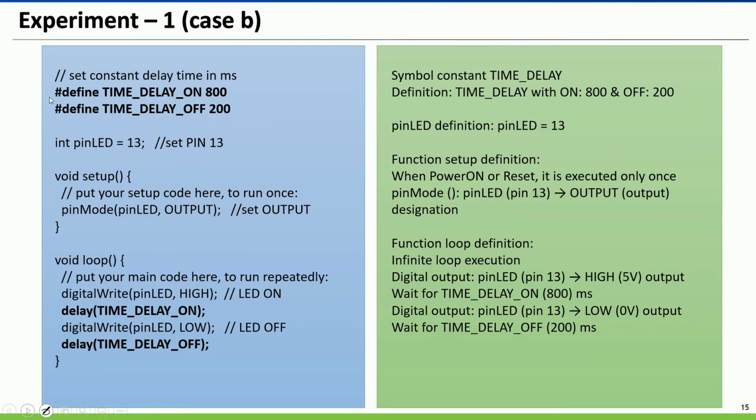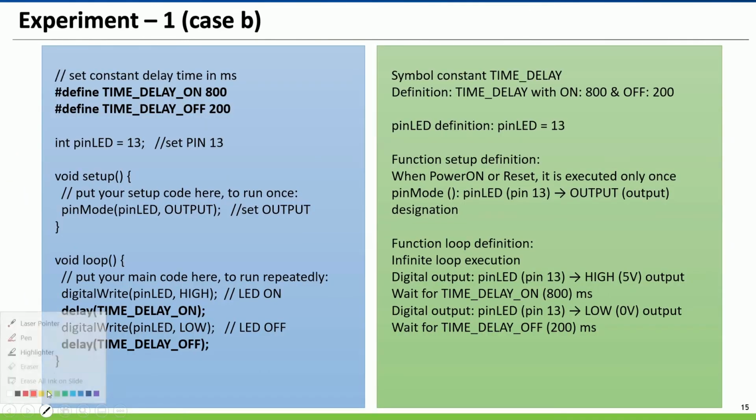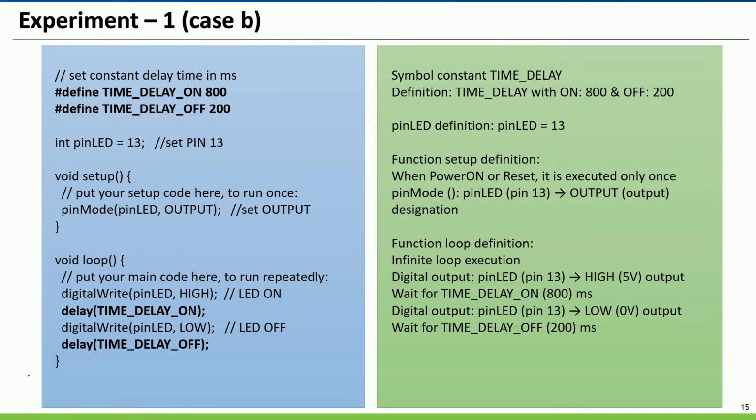In case B, you just need to define a new function, a new constant time delay on and a new constant time delay off of 200 and 800, and change the delay on in here and the delay off in here. That was the LED, very basic, on and off.